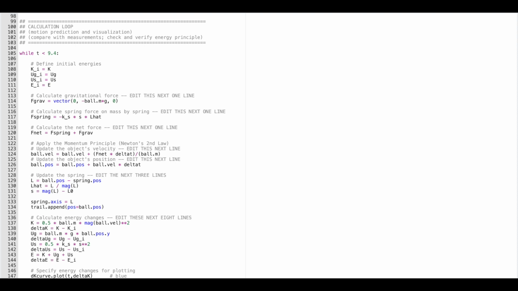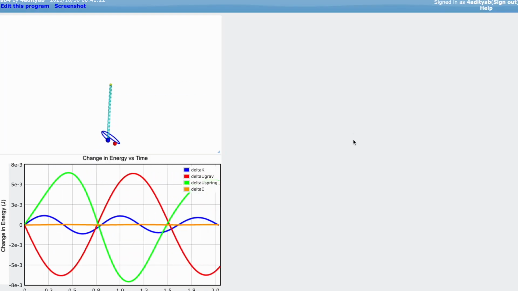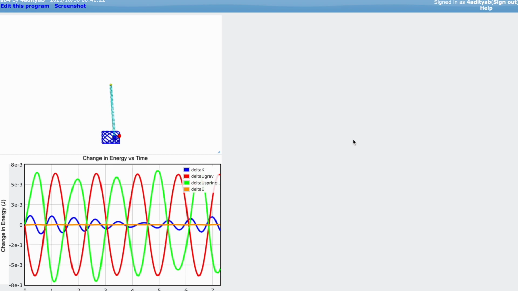In each calculation loop, I am finding the initial energies. I'm finding F net by finding the force due to gravity and the force due to the spring. I'm also using the update formulas to update the ball's velocity and the ball's position vectors. I'm recalculating L hat and the displacement S. And then I am recalculating K, UG, US, as well as their delta versions. And I'm adding all that up to find E and delta E. And here is the output for GlowScript.